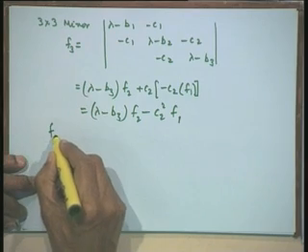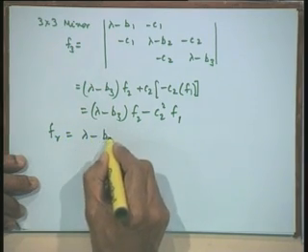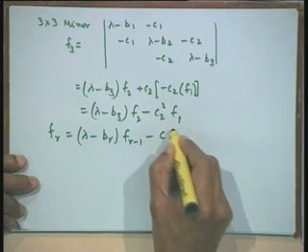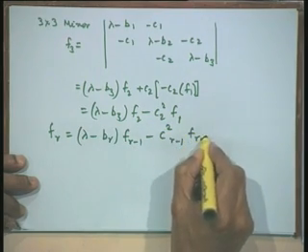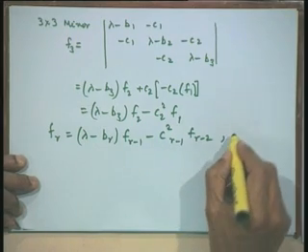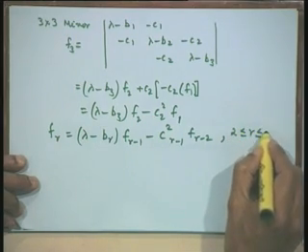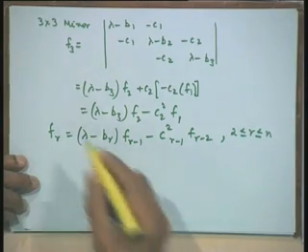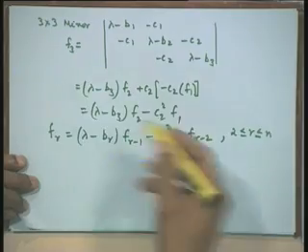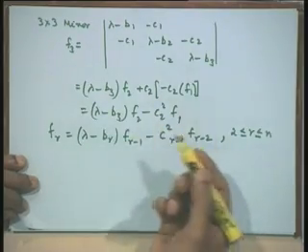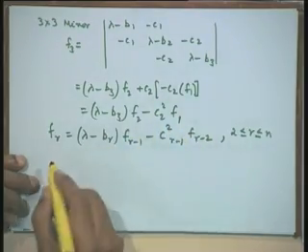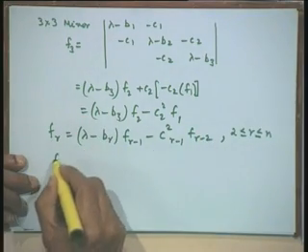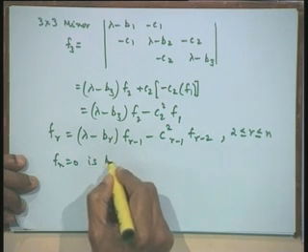Therefore, I have the general formula: F r equals lambda minus b r times F r minus 1 minus c r minus 1 square F r minus 2, for all values of r lying between 2 and n. So, all of them can be written in a recurrence relation form. This is a simple recurrence relation. In the recurrence relation we can immediately compute all the values, and the last one, f n, is our characteristic equation. Therefore, f n equal to 0 is the characteristic equation.